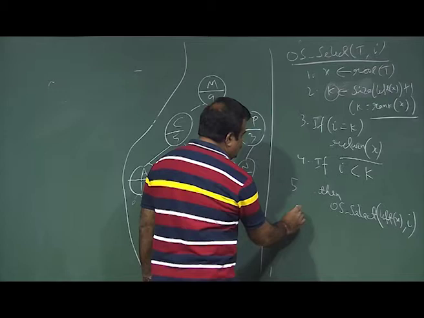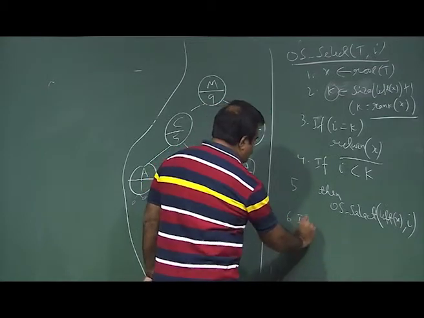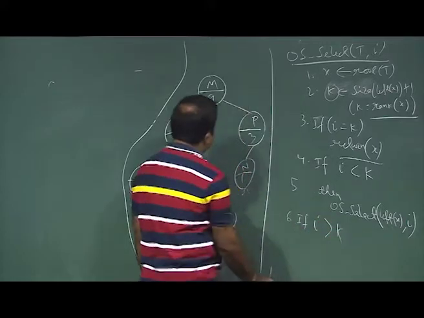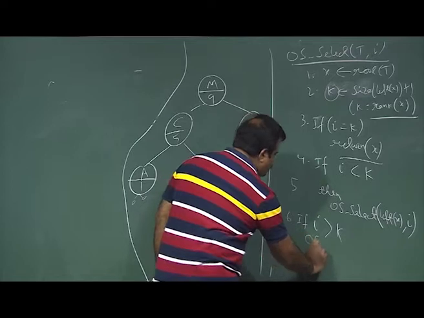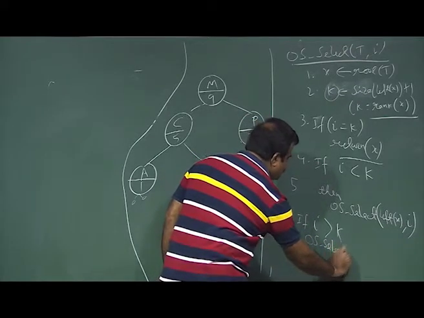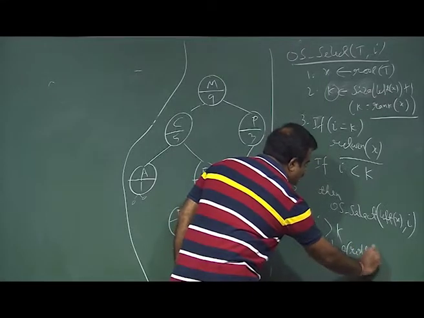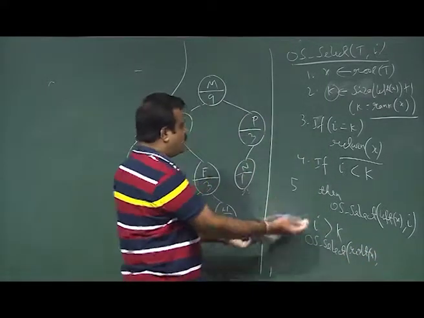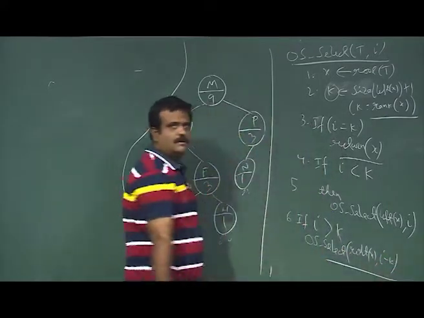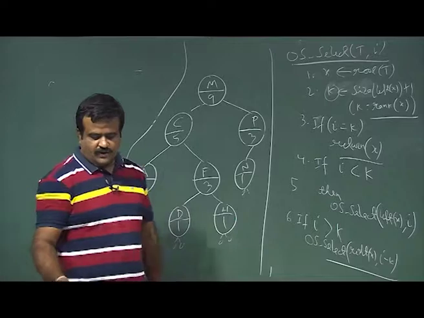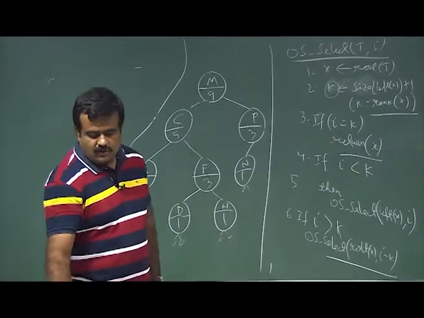Otherwise, if i is greater than k, then we have to look at the right part of the tree. Then we have to call OS select again with right of x, comma, but we have already seen the kth smallest, so i minus k, in the right part of the tree. Okay, so that is the OS select.